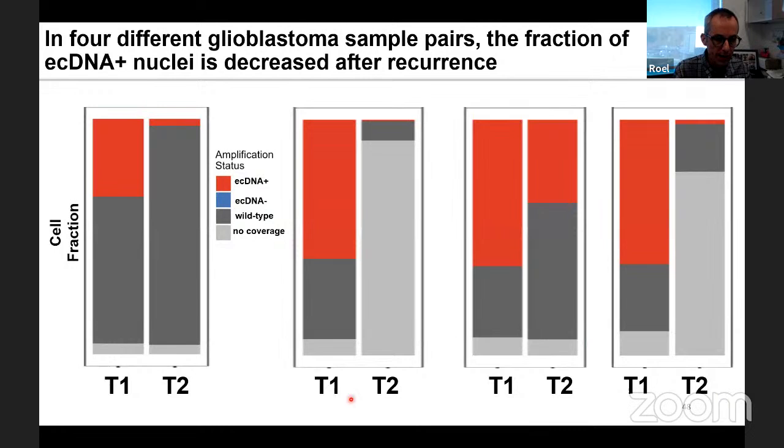So we had four pairs of tumors where we could evaluate ecDNA at the single cell level, all glioblastomas. And there's only four specimens, so we don't know how generalizable this is, but we find that in all four cases, the relative fraction of tumor cells containing ecDNA is decreased at recurrence.